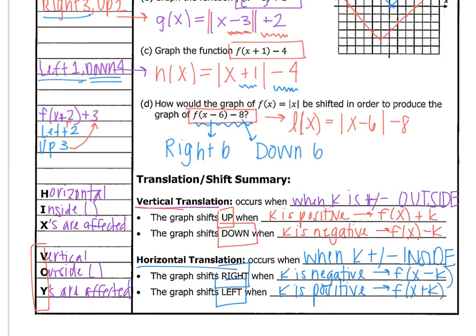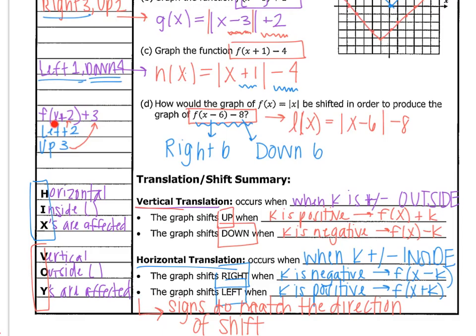This is where that HIX part comes in. HIX, horizontal, left and right, being inside the parentheses. And you may just want to write yourself a note here with the horizontal, is that the signs do not match the direction of the shift. And this is what I was talking about earlier.